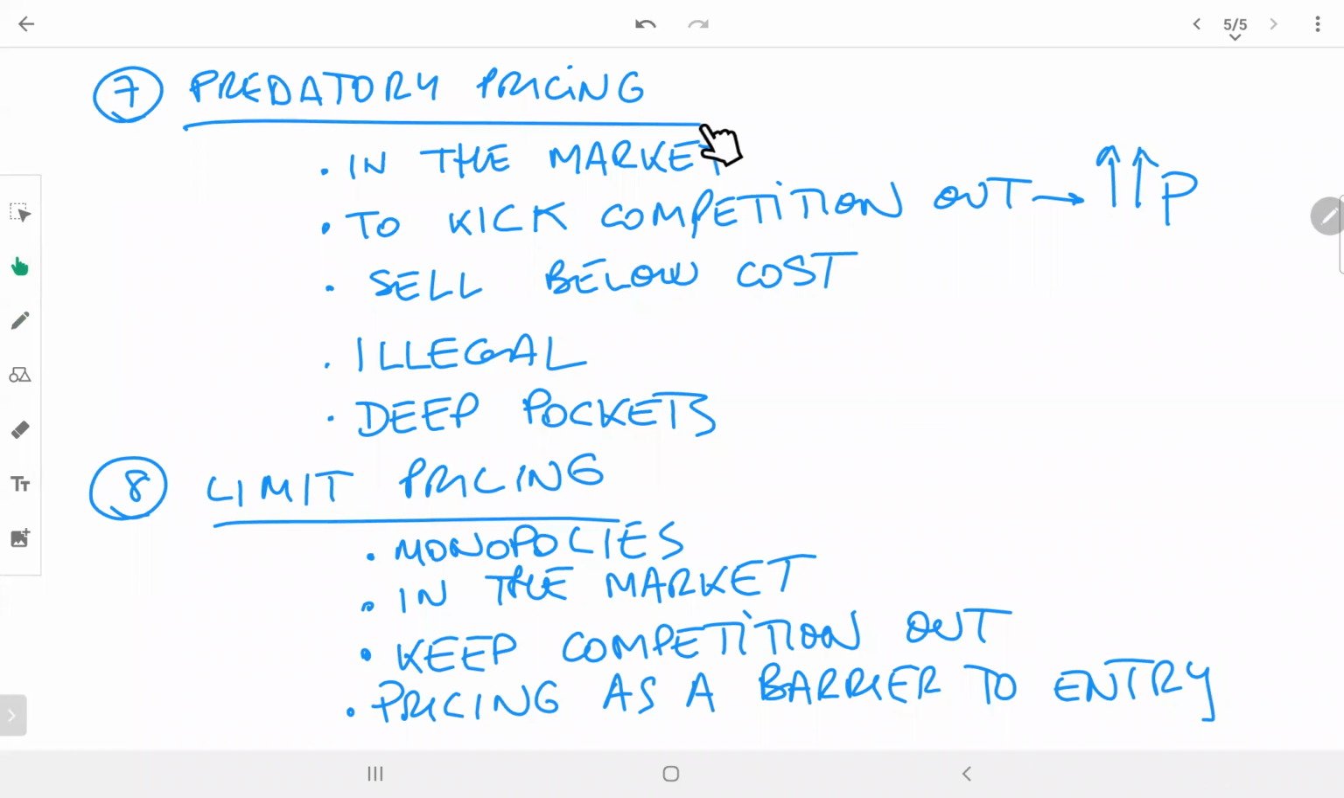So predatory pricing: we are in the market, same as limit pricing, but in predatory pricing we're going to kick competition out. In limit pricing, we're going to keep competition out, okay?